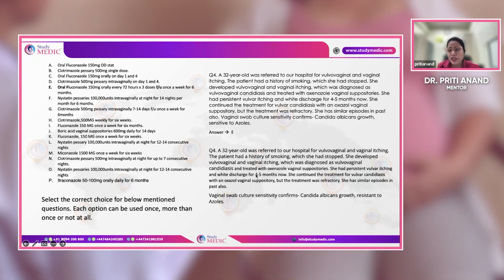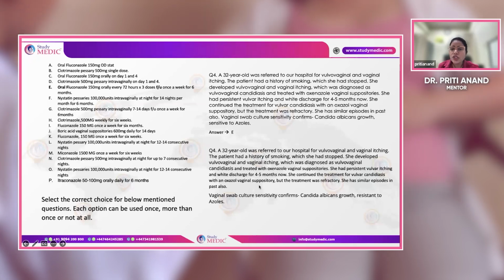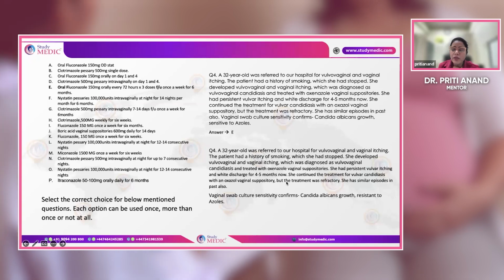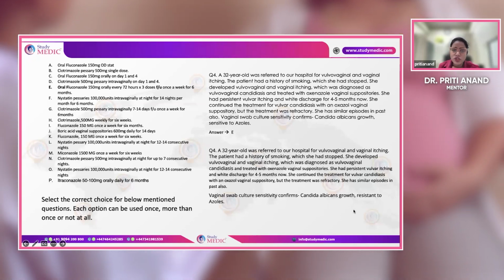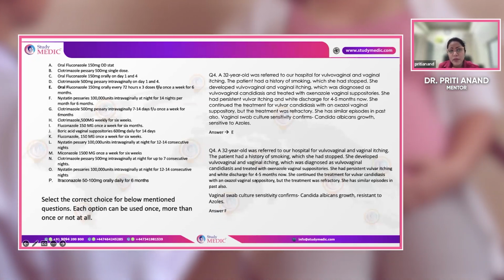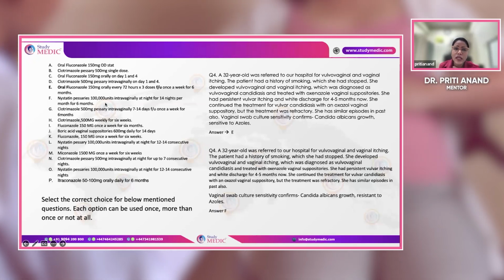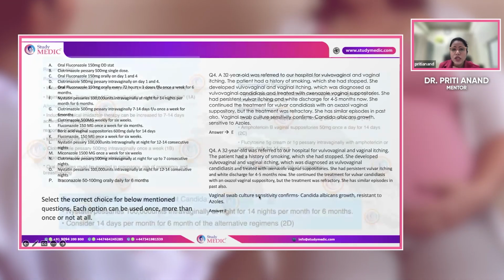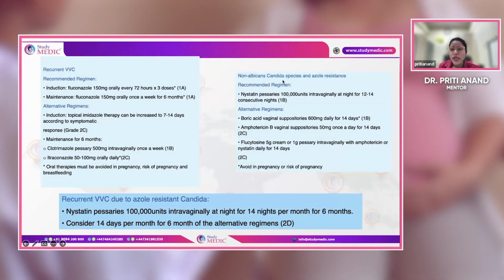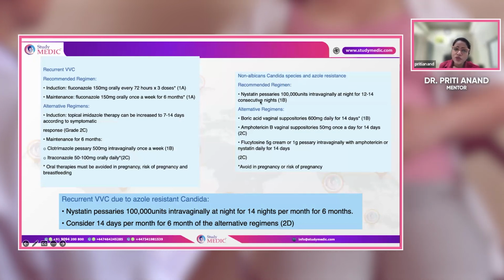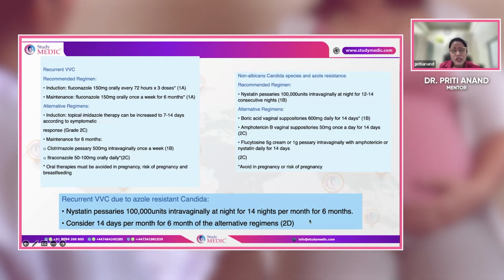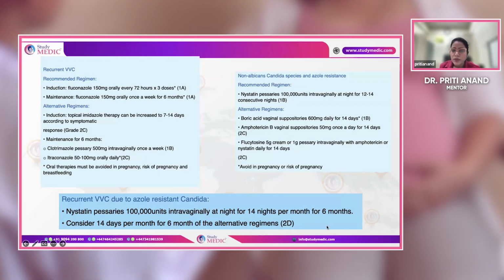Same patient who has been treated with the vaginal suppositories, now the vaginal culture shows Candida albicans, but it is resistant to azole. So for any patient who suffers from recurrent Candida albicans infection where it is found to be resistant to azoles, the next line of treatment is nystatin pessaries, taken in a dose of 1 lakh units intravaginally for 14 nights per month for 6 months. There is a little difference for non-Candida albicans, which are azole resistant, where you can use nystatin and also boric acid. That is an alternate, but the first choice is always nystatin pessaries. Where it is azole resistant, nystatin is basically the main choice.